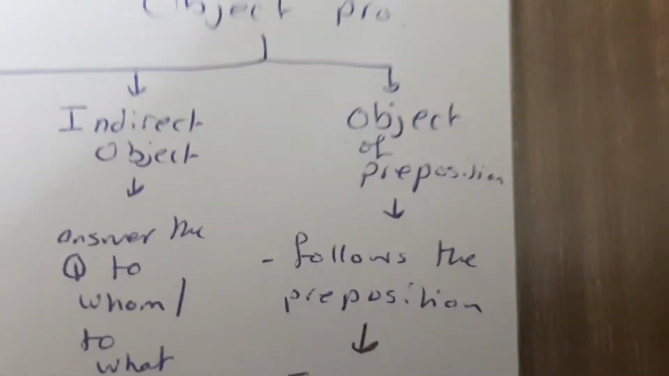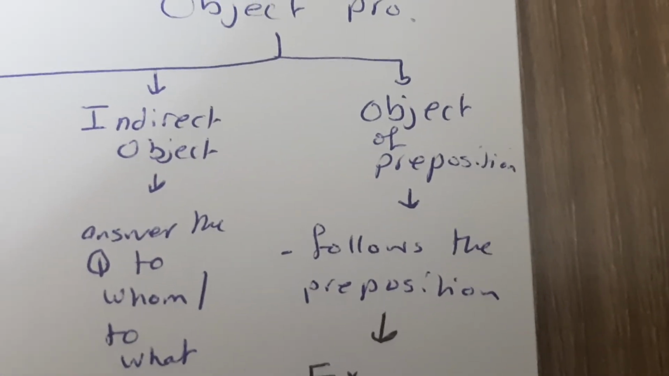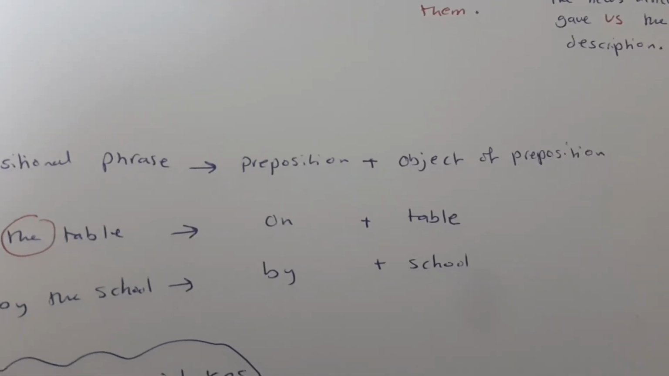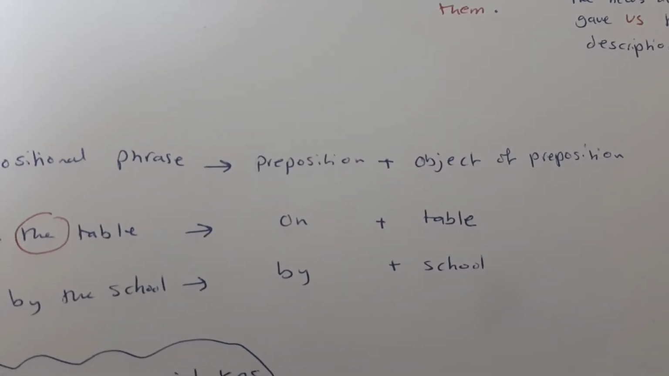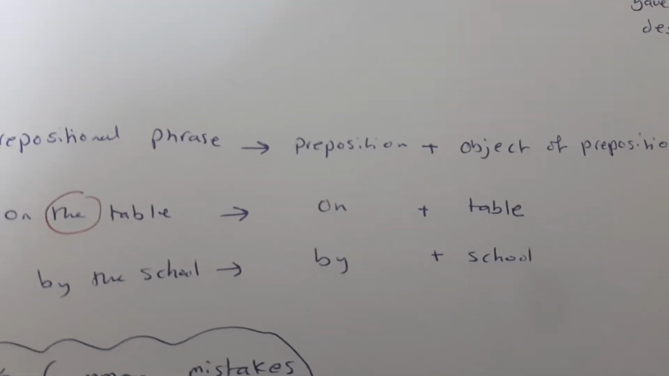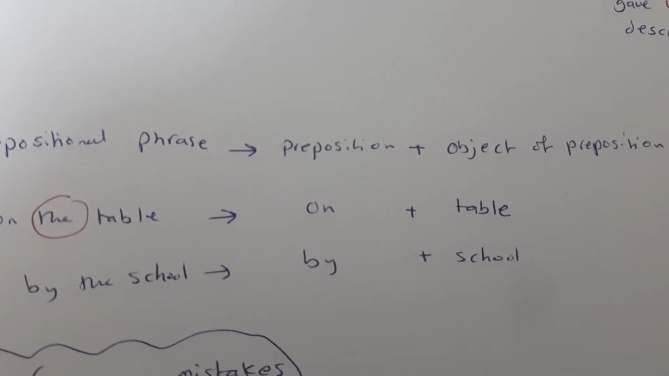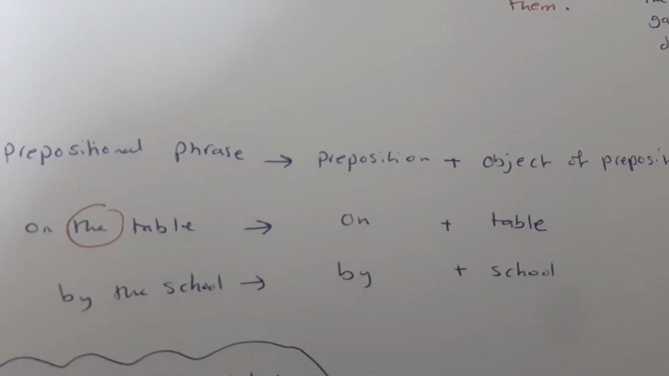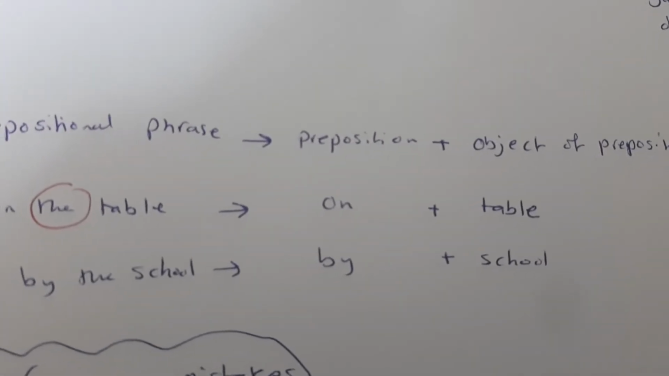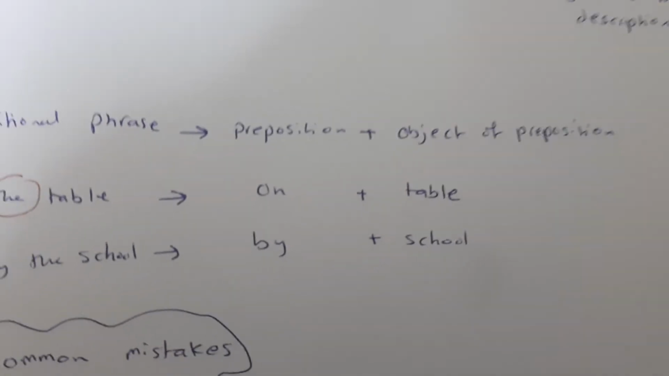Finally, object pronouns can work as object of preposition. And to remind you of objects of preposition, when you have a prepositional phrase, a prepositional phrase consists of a preposition and an object of preposition. So when you say, for example, on the table, the preposition is on, the object of preposition is table. The noun after the preposition, if you can say. By the school, by is the preposition and the object of preposition is school.